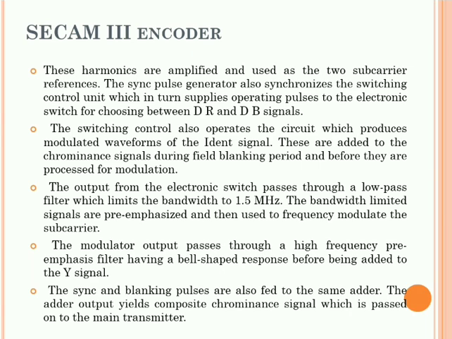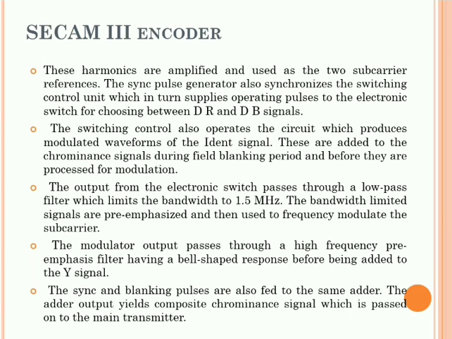Then that bandwidth limited signal, the output of that particular filter, we give for the pre-emphasis. After the process of pre-emphasis, it is given to the modulator block for modulation of the subcarrier frequency. The modulator output passes through a high frequency pre-emphasis filter having a bell-shaped response before being added to the Y signal.